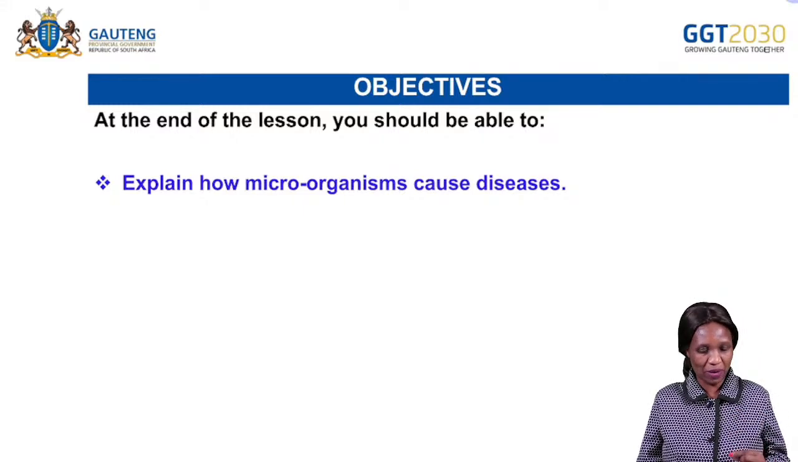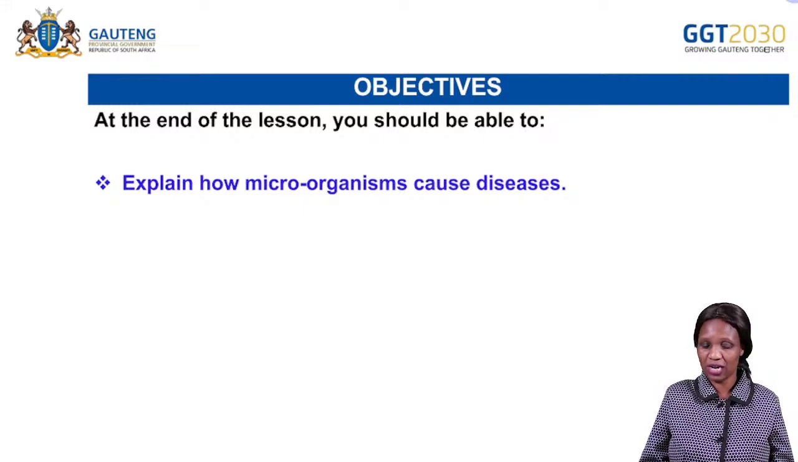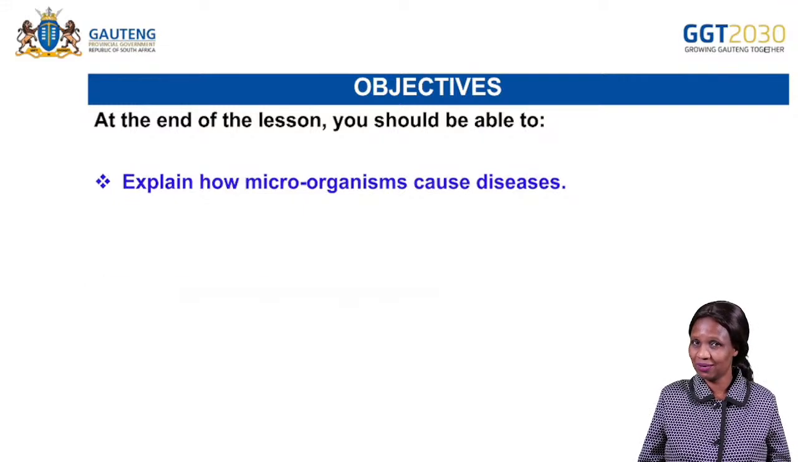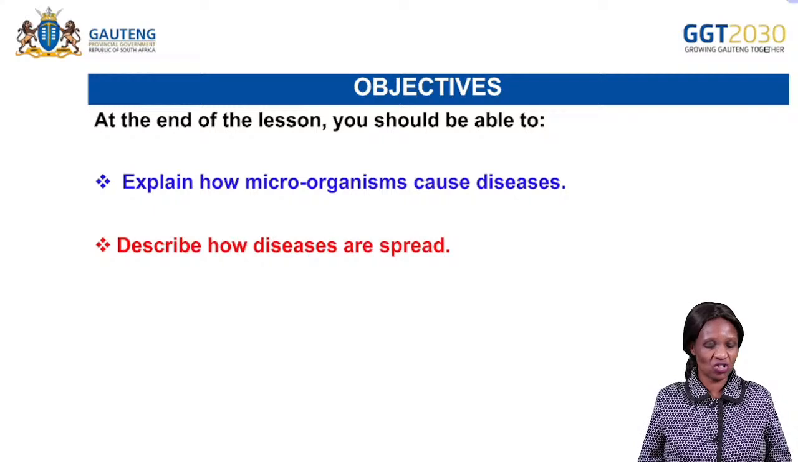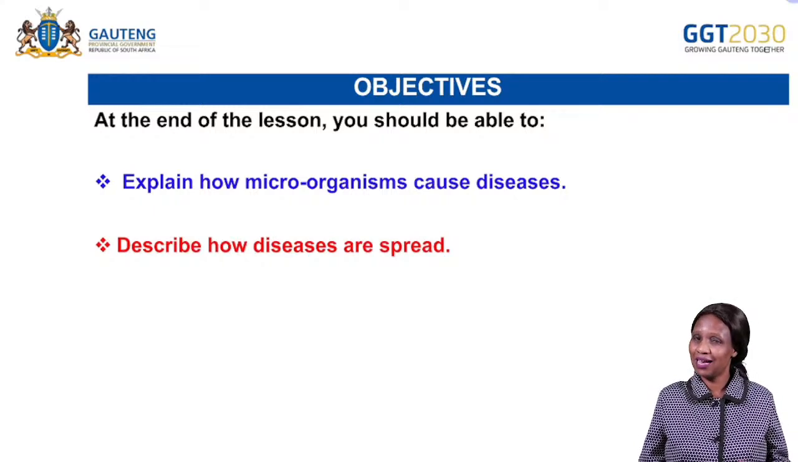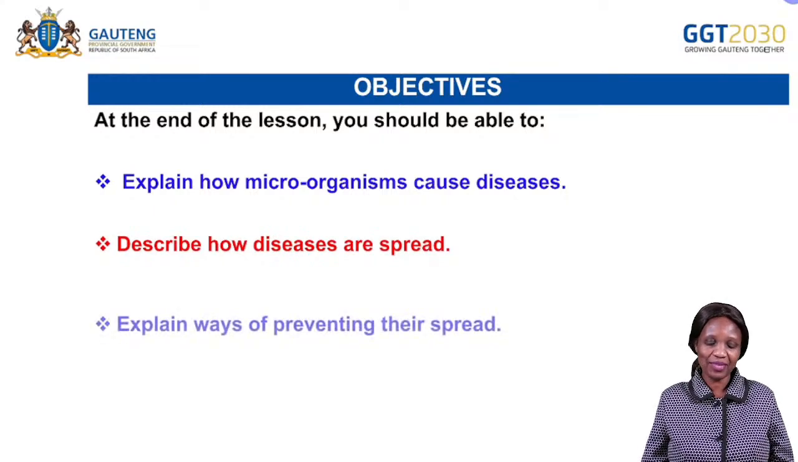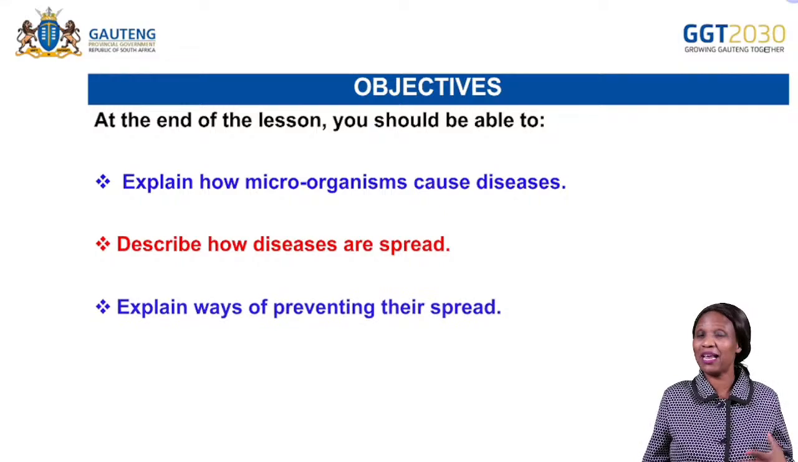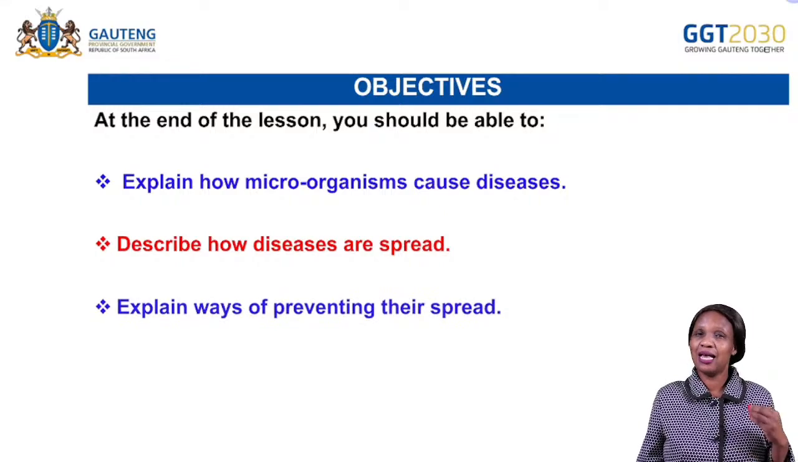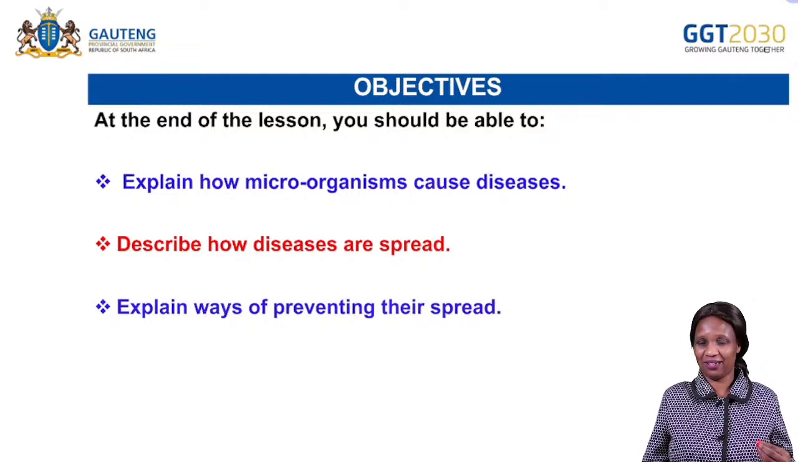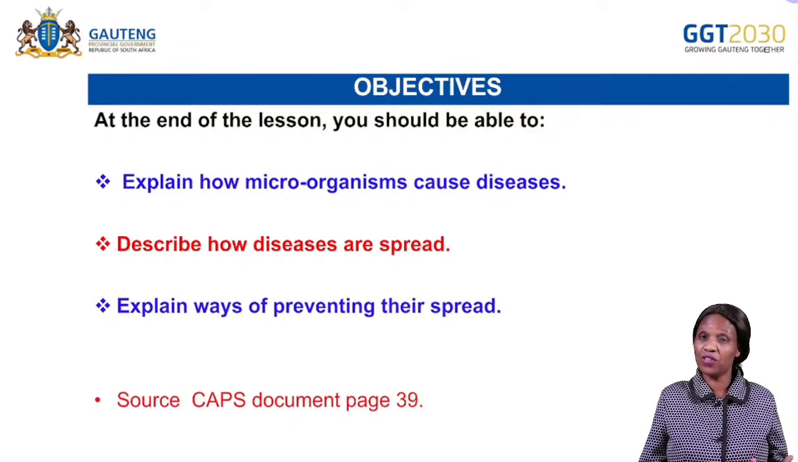We are going to explain how microorganisms cause diseases. And we're also going to describe how diseases are spread. And we're also going to explain ways of preventing their spread. All right. And then we get all this from the CAPS document, page 39.